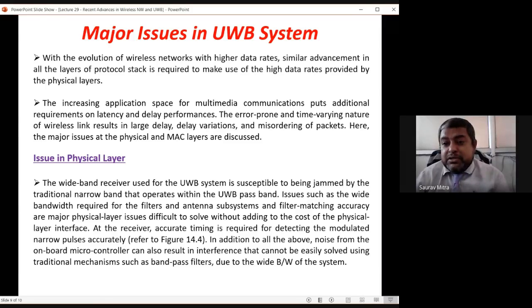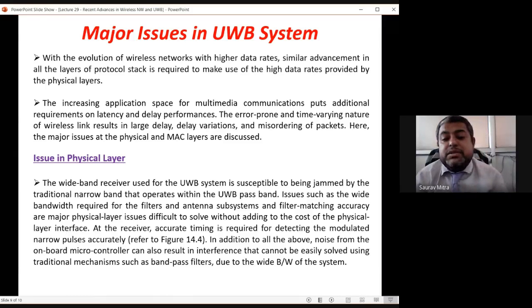Generally, ultra wideband systems use a very huge bandwidth, but narrowband systems use a very narrow bandwidth. So if you try to establish compatibility between ultra wideband and narrowband, there is a possibility that the traditional narrowband systems will get jammed if we use ultra wideband over them. Issues such as the wide bandwidth required for the filters and antenna subsystems, and filter matching accuracy, are major physical issues difficult to solve without adding to the cost of the physical layer interface.